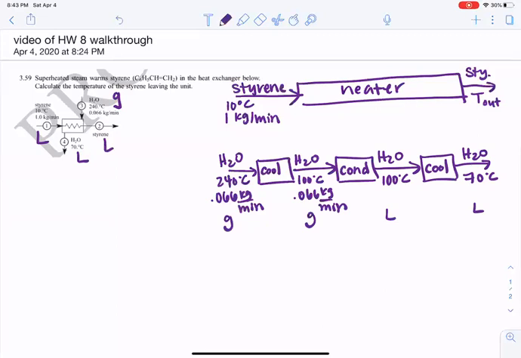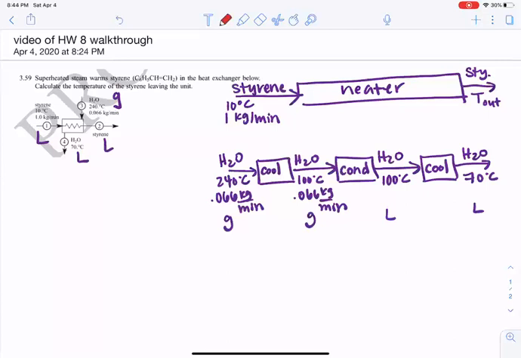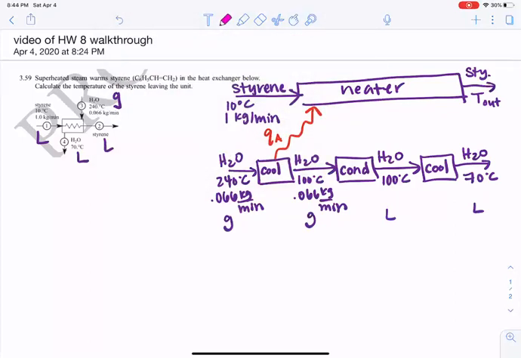And so now we've drawn our flows of mass, and we can draw our transfers of heat. So I'm actually going to draw these in different colors. So in all three situations, our H2O is losing heat. So in our cooler, our H2O is losing heat, and that heat is going into styrene. I'm going to call this QA, for lack of a better term. And then in our second stream, our condenser, our H2O is also losing heat.